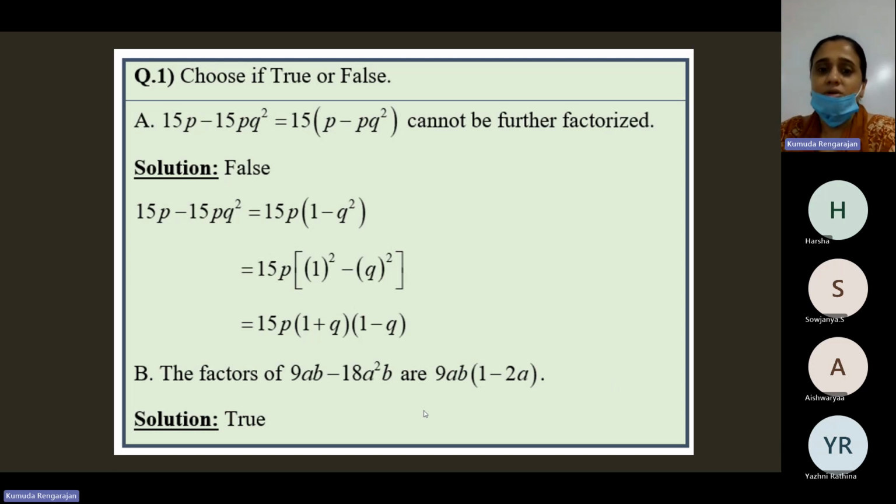I think you have not factorized further, so please take down this working. If it's false, you need to do it correctly.